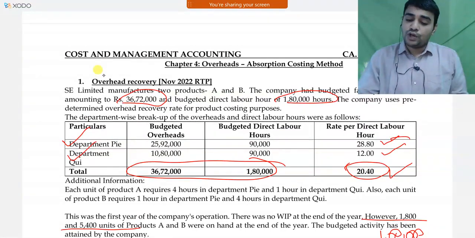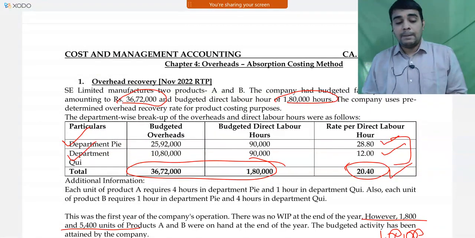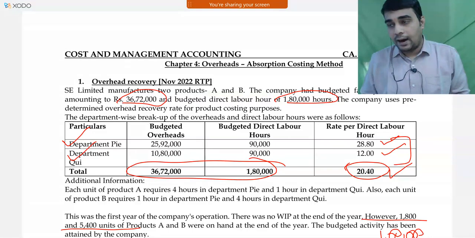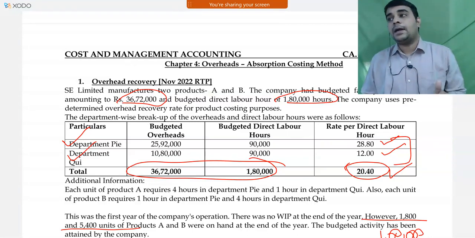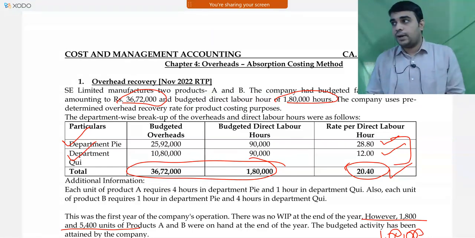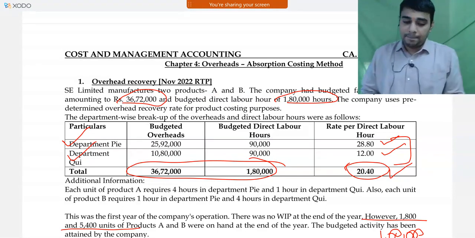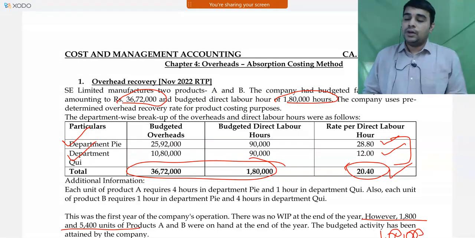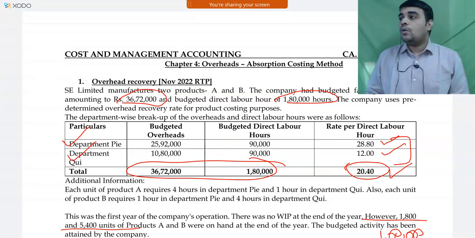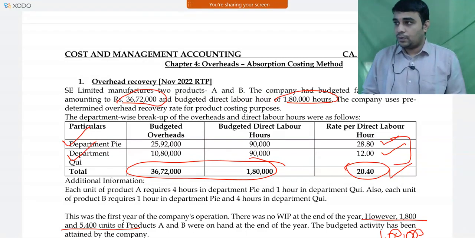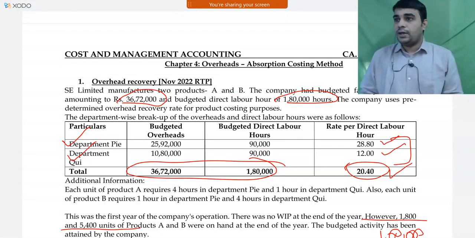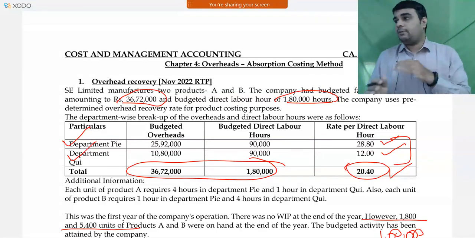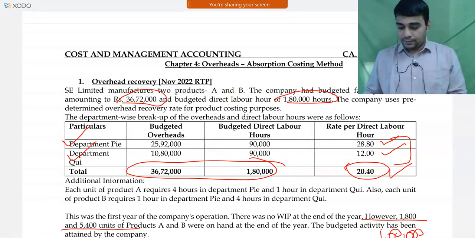Alternatively, you could have followed 28.8 per department PR and 12 per department QR. The overall rate is 20.4. We could have used separate rates, but as of now, I'm using a single recovery rate.